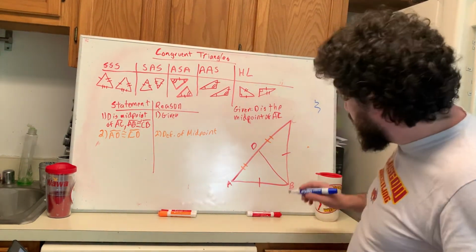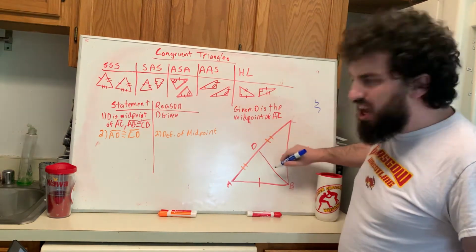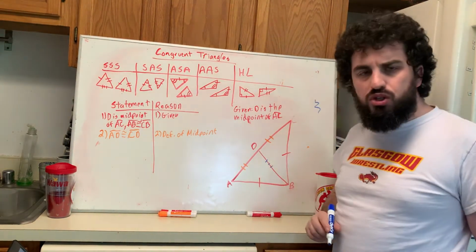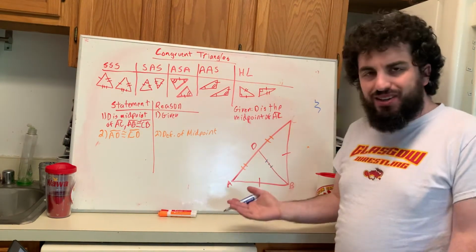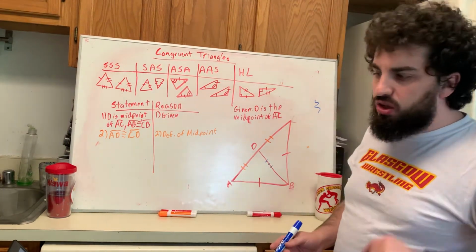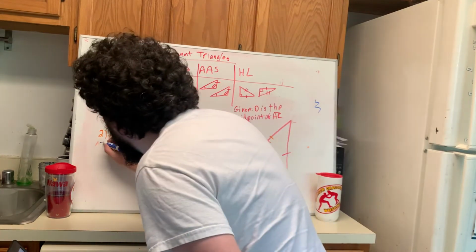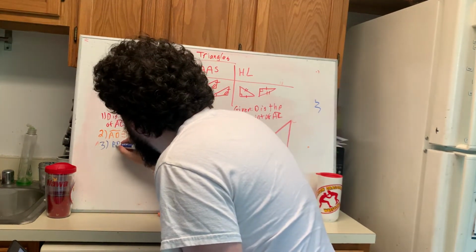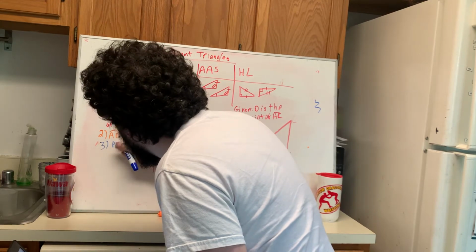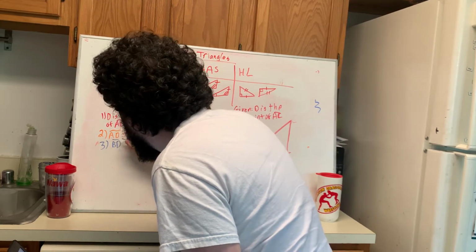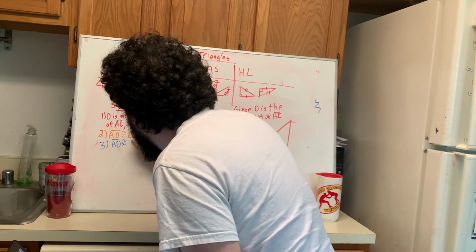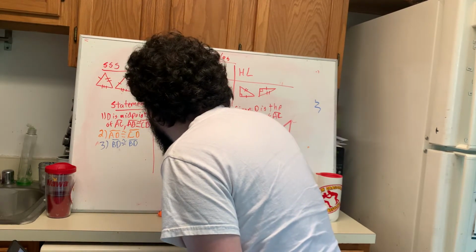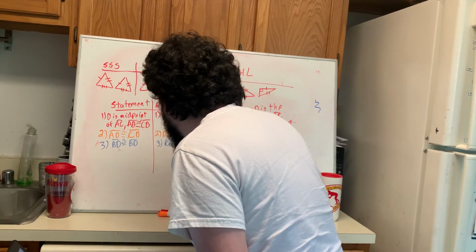So that involves more stuff. This line in the middle would be equal to itself. DB is the length of DB. That's the reflexive property. So BD is congruent to BD through the reflexive property.